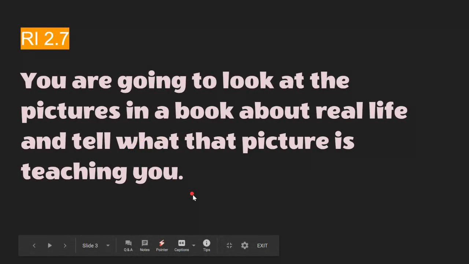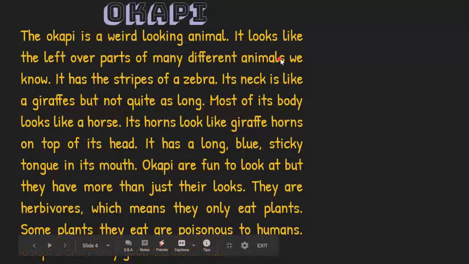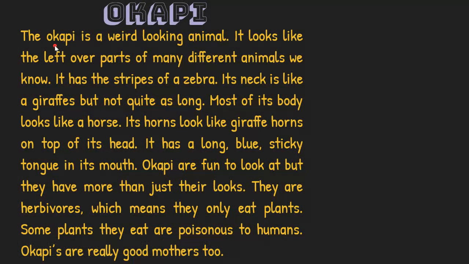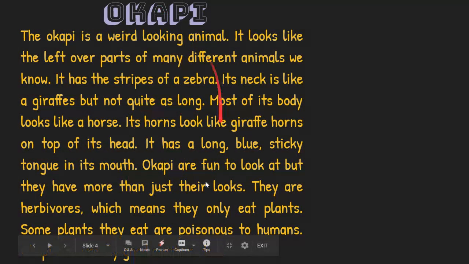So the words are teaching you something, but the pictures, the visuals, the things that are bright and colorful that make the book interesting, are also teaching you something too. You have to be able to tell your teachers what it's teaching you. So we're going to do a fun little experiment, and Miss Acton's going to do this at home too, and then I'm going to show you what it is that I drew. So we're going to read an article about an okapi.